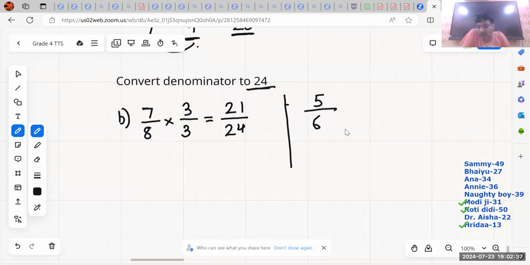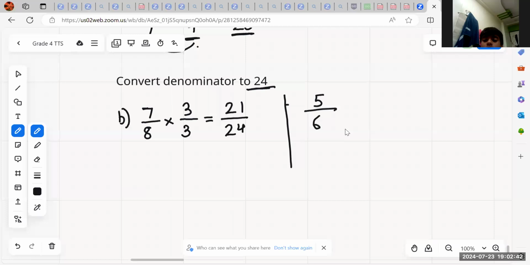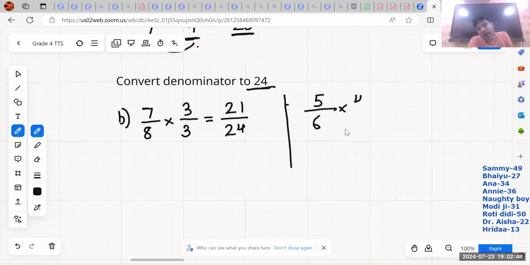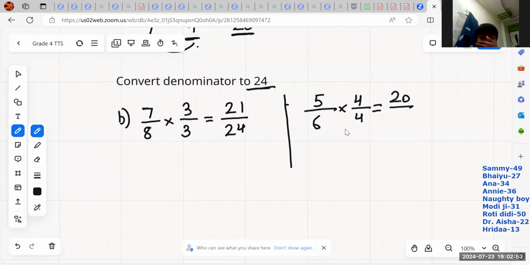Aisha, what's your answer? 20 by 24 only. So which number did you multiply, Aisha? Sir, I multiplied it by 4. Say it, beta, 4 by 4. You multiplied by 4 by 4, so you got 20 by 24. Okay.